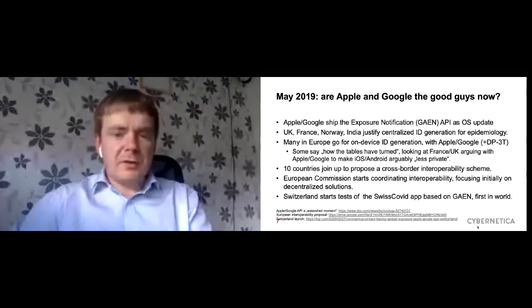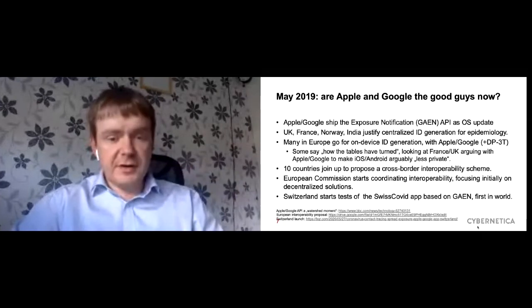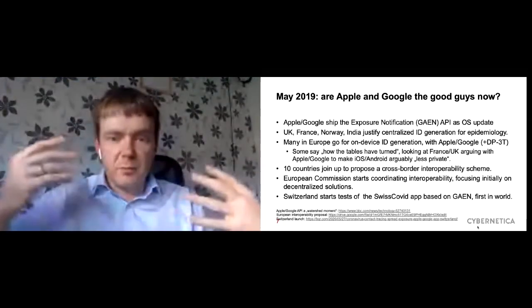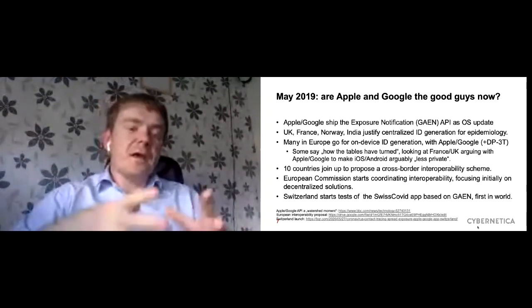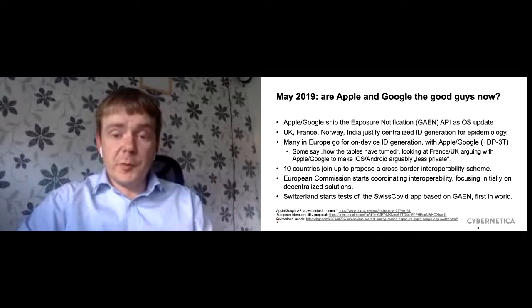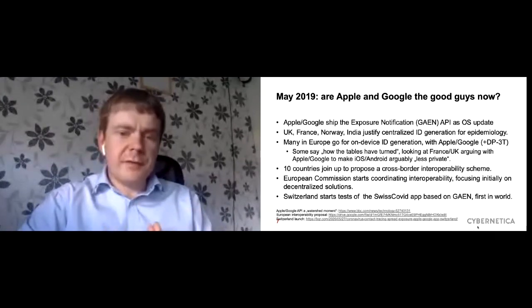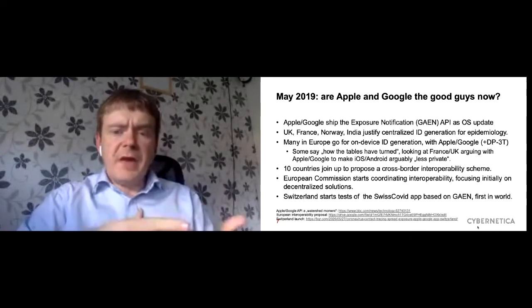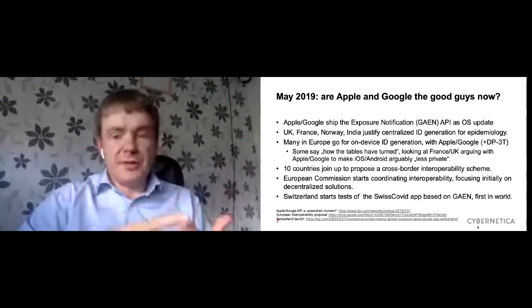So next step, cross-border. Very important in many countries, smaller countries in Europe, lots of cross-border commuting. In Estonia, we have Finland, we have Latvia, we have a lot of trade, we have people working across borders. We should really fix this. So 10 countries joined up to propose a cross-border interoperability scheme. And Estonia was among them. There's a link to it below. And that would work very well with only the decentralized scheme.